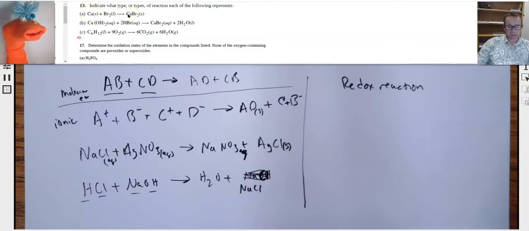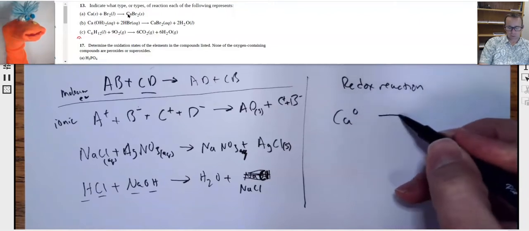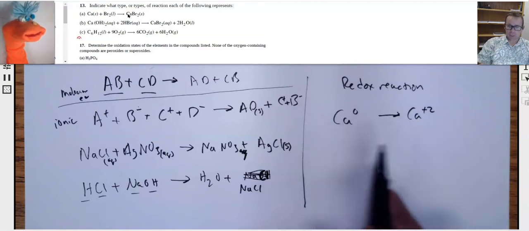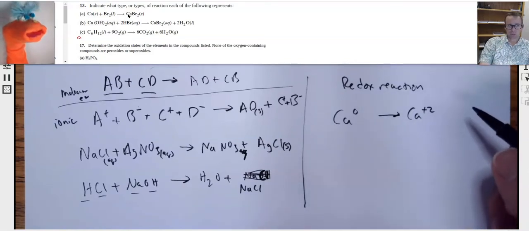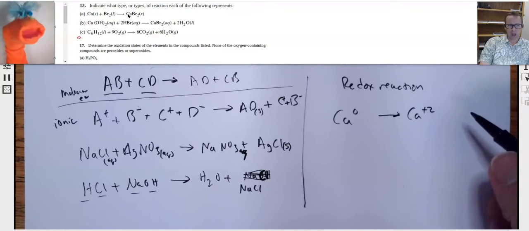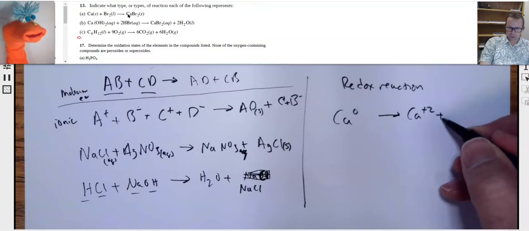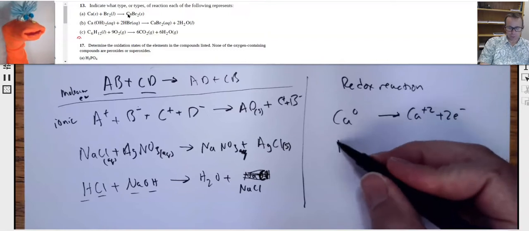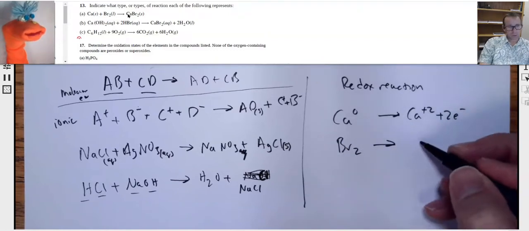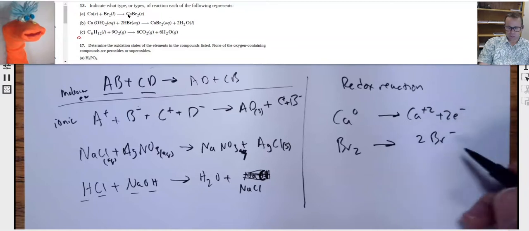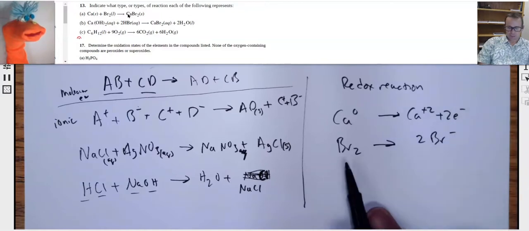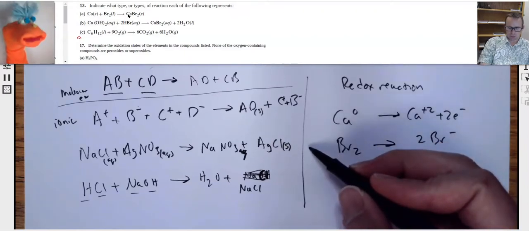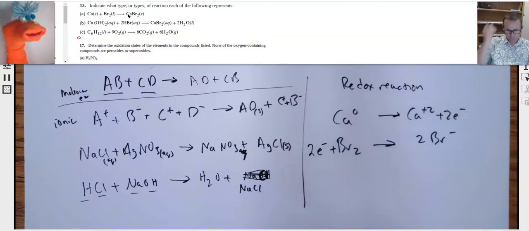+2. That's right. And if it goes from calcium 0 to calcium +2, has it gained electrons or lost electrons? It lost electrons. That's right, it loses those 2 electrons. Bromine, Br2, going to 2 of these Br minus ions, right? Have each of these gained an electron or lost? It gained, each one gained 1, so 2 electrons were gained, weren't they?